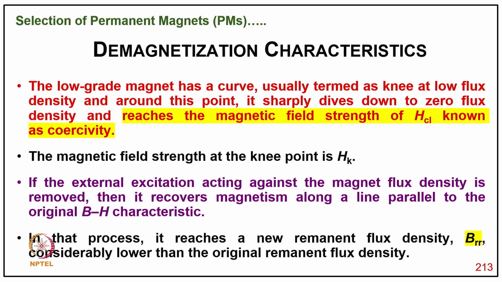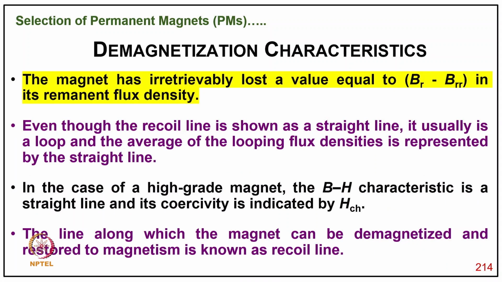If the external field acting against the magnetic flux density is removed, then it recovers the magnetism along a line parallel to the original magnet BH characteristic, and in that process it reaches a new remanent flux density Brr, which is lower than the original remanent flux density. So the magnet has effectively lost a value equal to Br minus Brr in remanent flux density, and even though the recoil line is shown as a straight line, it is usually a loop, and the average of the looping flux density is represented by the straight line.